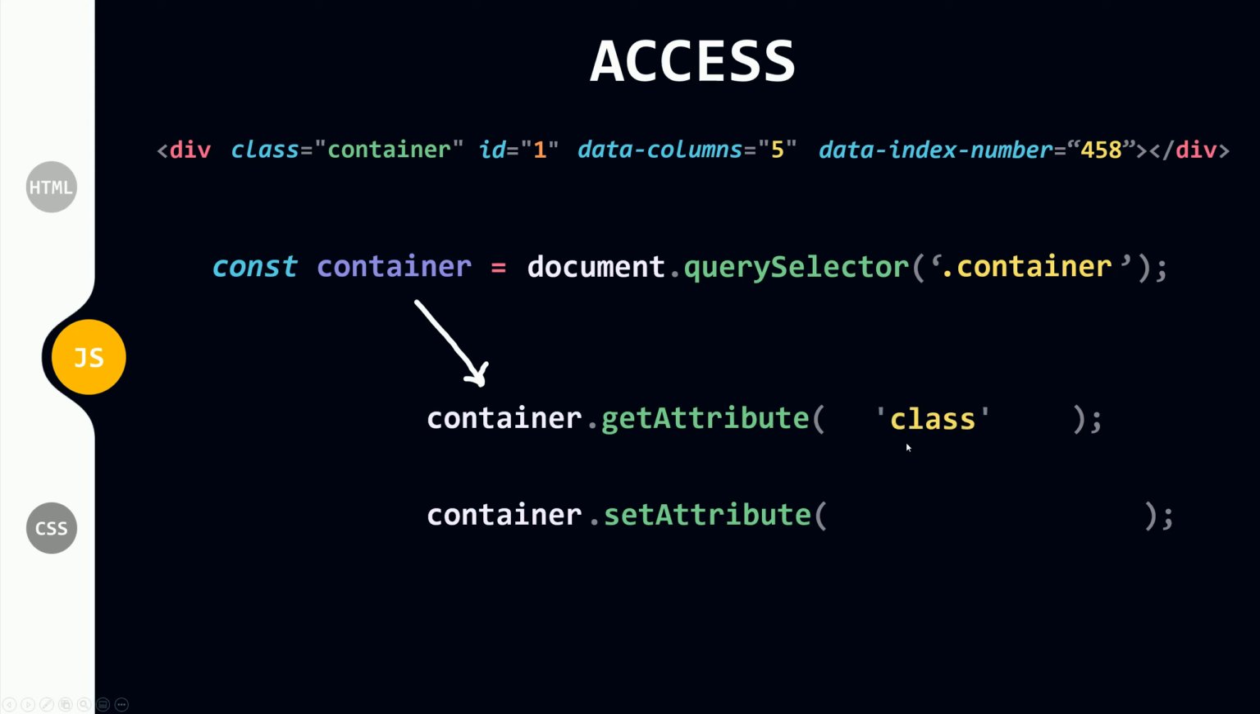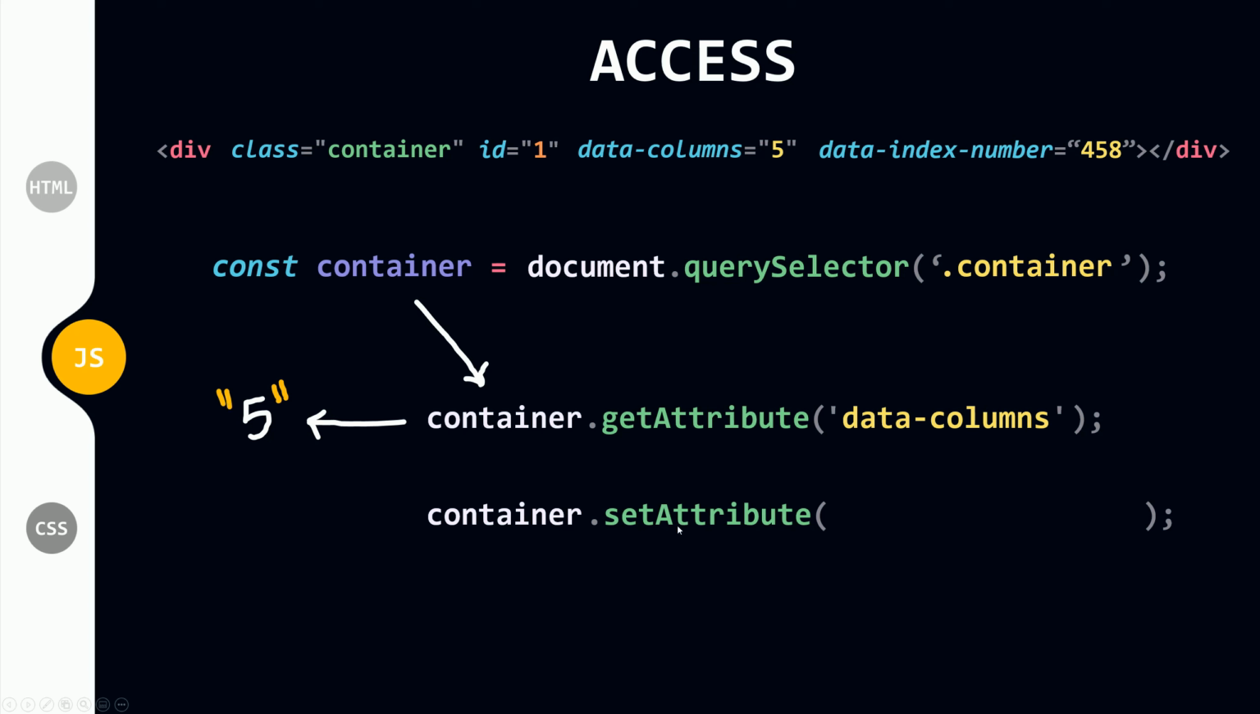For example, I'm going to say class, this will return container. ID, this will return 1. Data-columns, so I'm using the full HTML name, this will return 5. Data-index-number, this will return 458. Now, when you use getAttribute, for example if I pass in data-columns, I will get 5. But you need to know that 5 here is a string. GetAttribute will always return a value of type string.